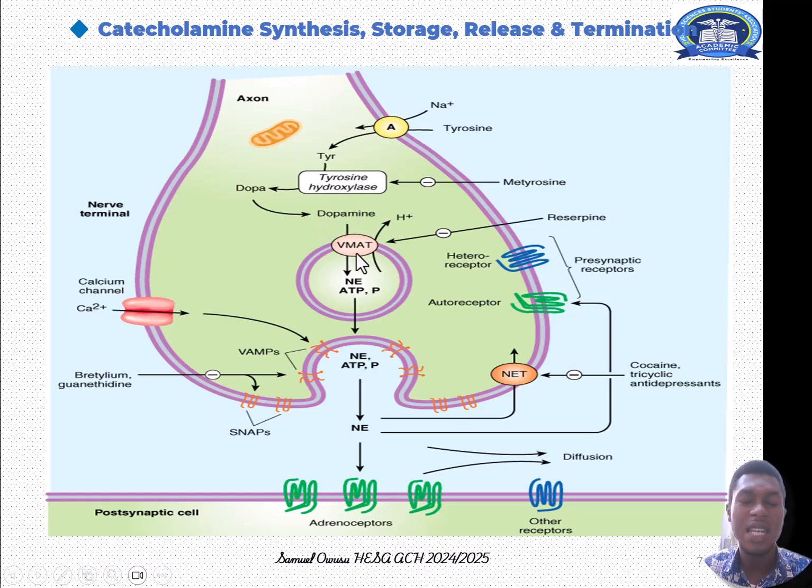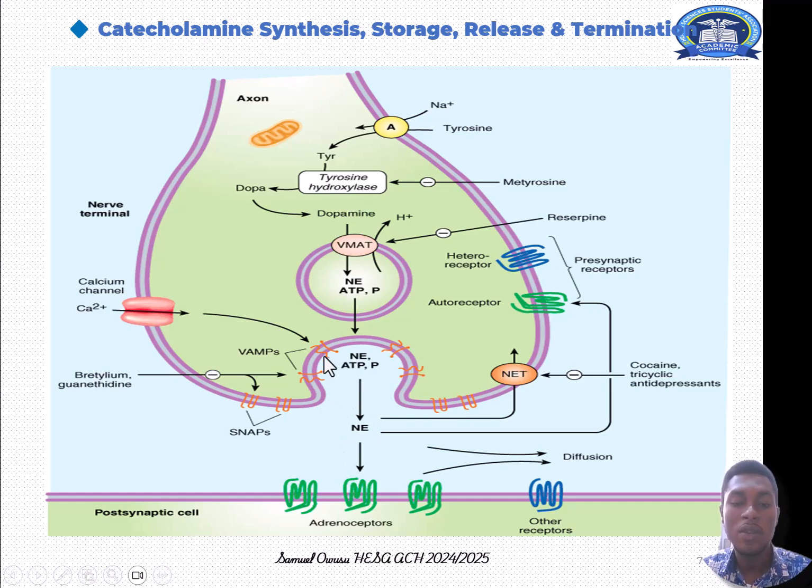Now the norepinephrine is stored in what? Vesicles with the help of what? VMAT. Okay, it's stored in vesicles, and when we have enough or adequate norepinephrine, then they will come and fuse with the membrane, and then they are exocytosed out into the synaptic cleft.